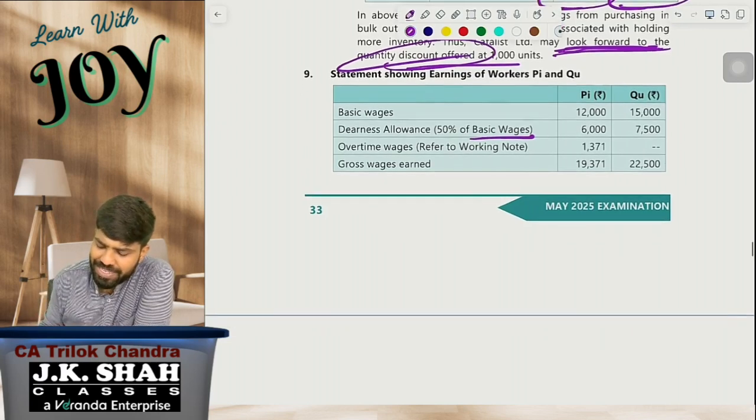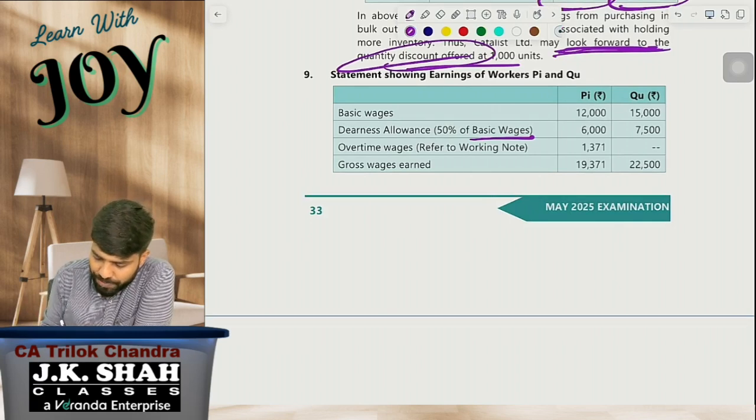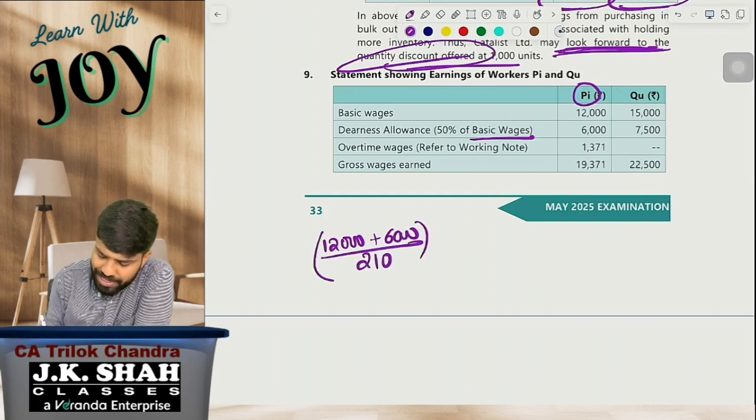And overtime wages, how to calculate that? Listen to me carefully. Basic wages 12,000 rupees. DA allowances, I am looking at it for P, 6,000 rupees. Divided by 210 will get hourly rate, into 2 will get overtime rate. Look at here.